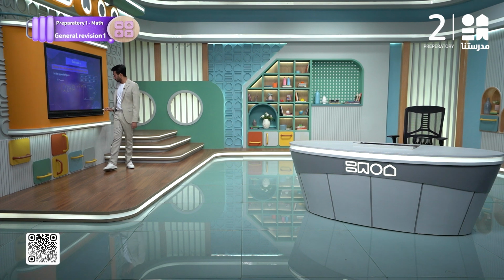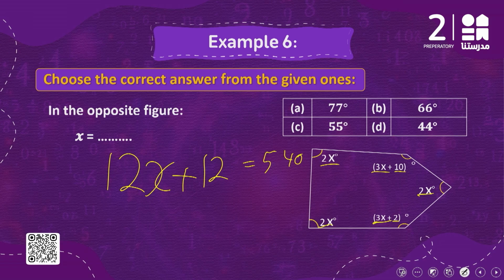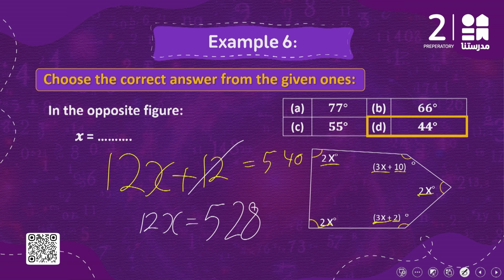First of all, you need to subtract 12. So this one will be cancelled. Here you have 12x equal, this is 528. Now simply you just need to divide by 12 to find x, which is to be 44 for sure.